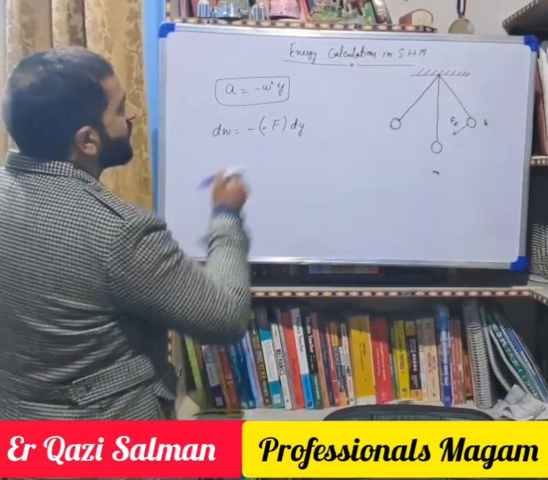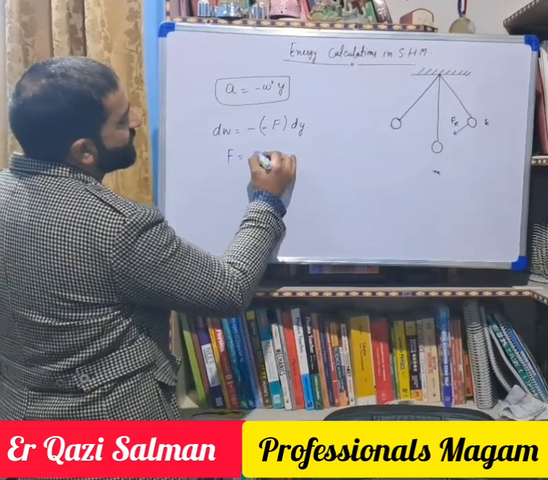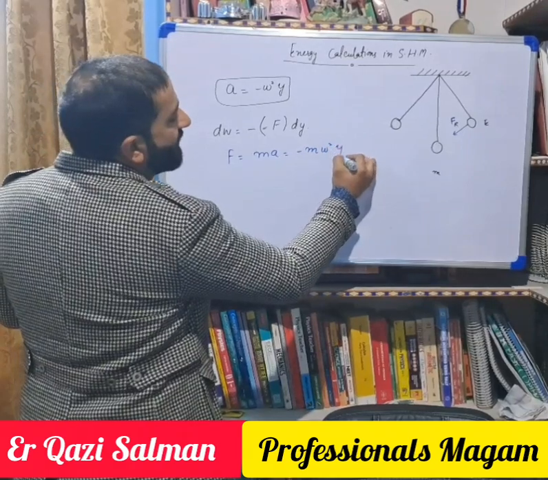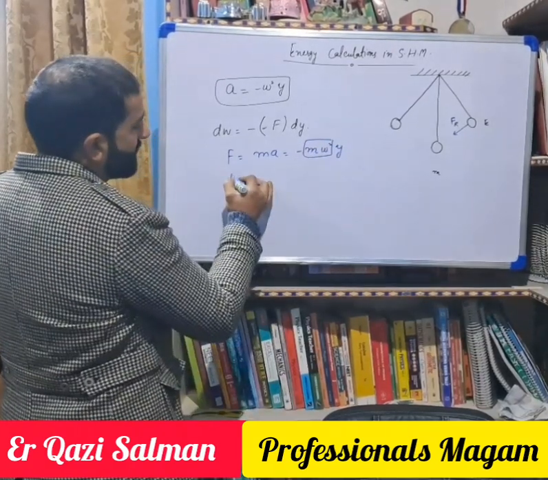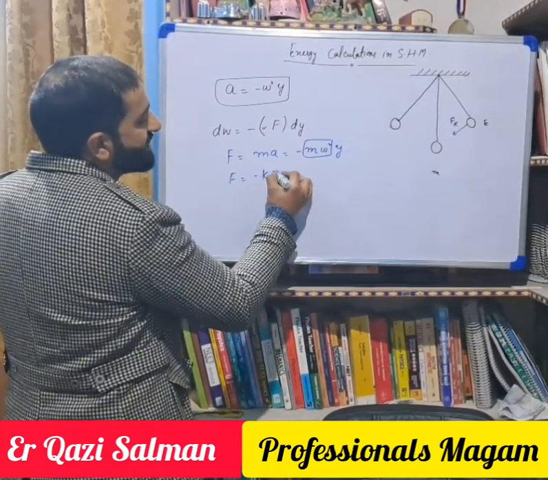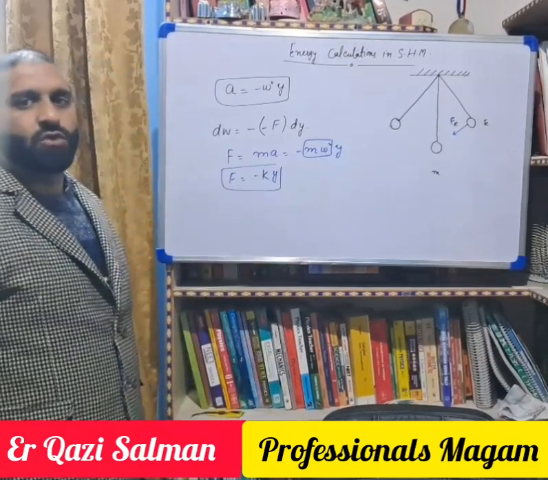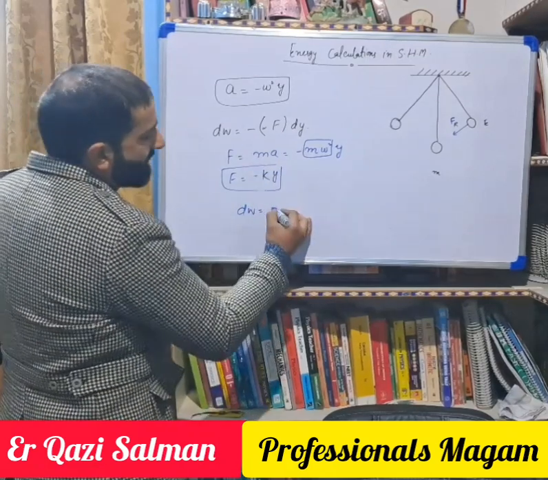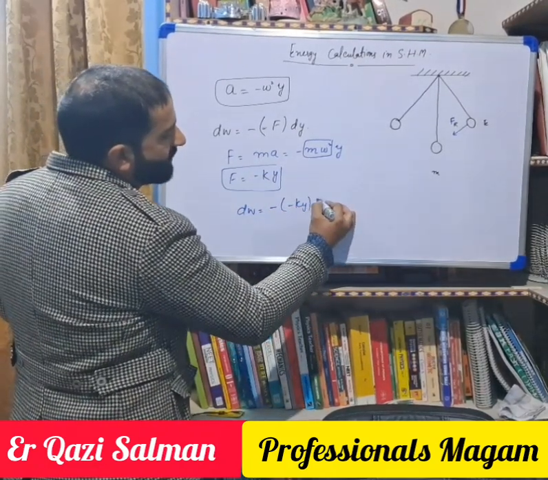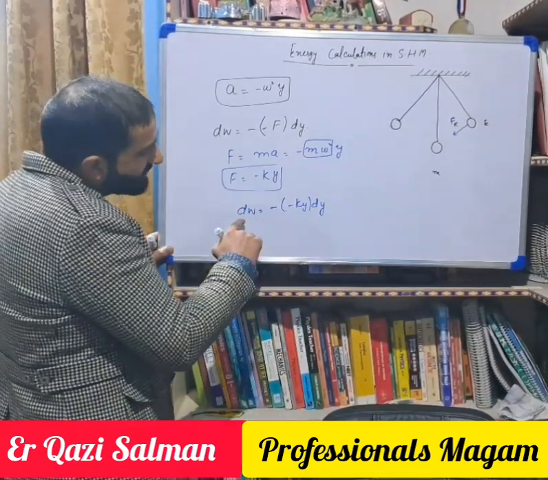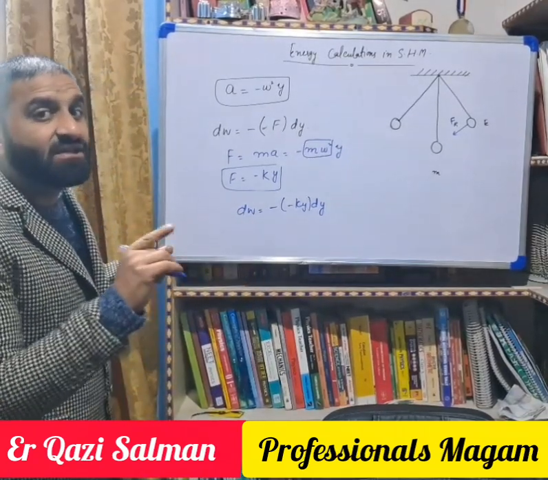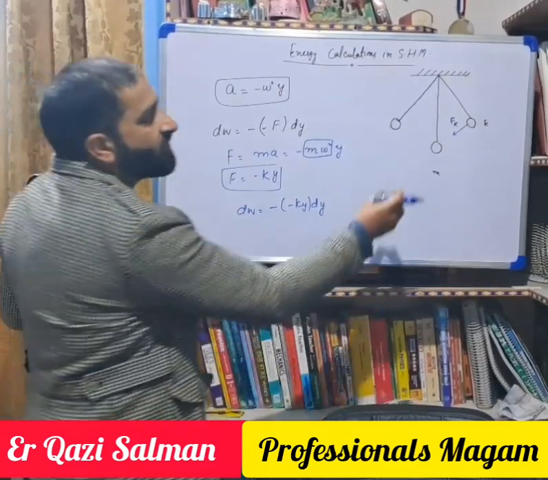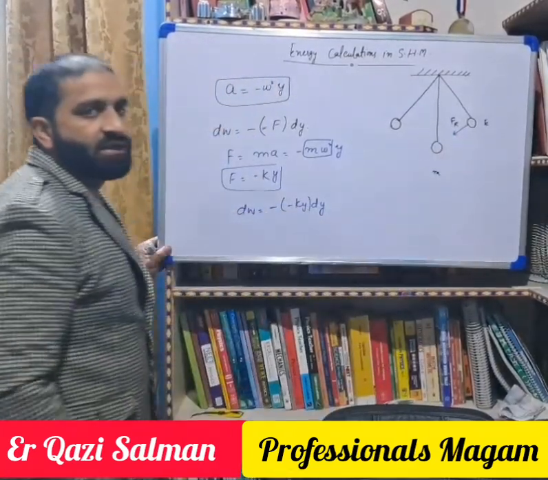When we talk of the restoring force, F will be equal to m into a, that is minus m omega square y. This m omega square, we take it as k. That k is equal to the spring factor. F is equal to minus k y. Now dW is equal to minus into minus ky into dy. So this is an incremental work, for a small incremental displacement of dy when we are lifting it from its mean position.